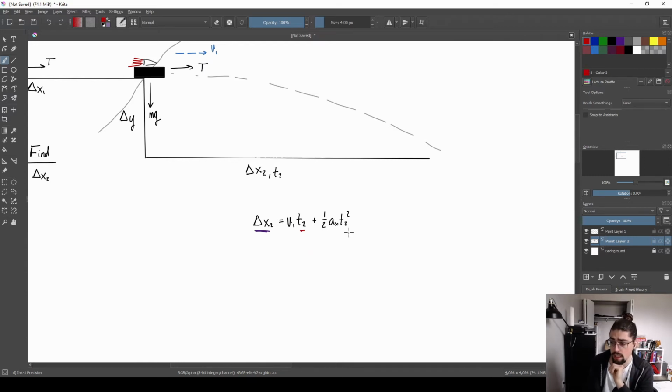I don't yet know what T2 is, right? It's going to take some amount of time for this thing to hit the ground, whatever that might be. I also don't know my x acceleration, and if I really want to be careful with this thing, I don't know V1 either. So we don't know anything. Yikes. Well, that's not the biggest deal in the world, because we're going to find some other things in this one.